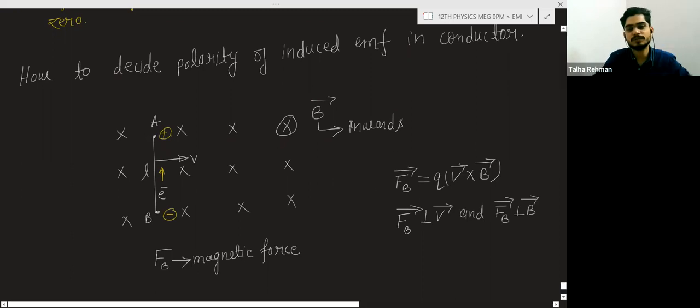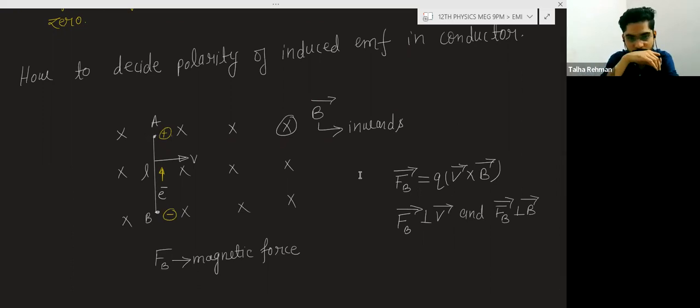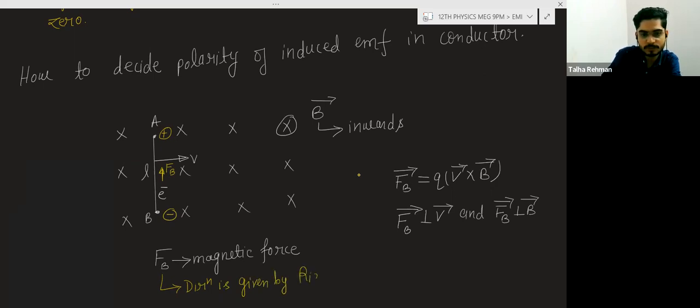Now write it down. This is the magnetic force. So direction is given by right hand thumb rule.